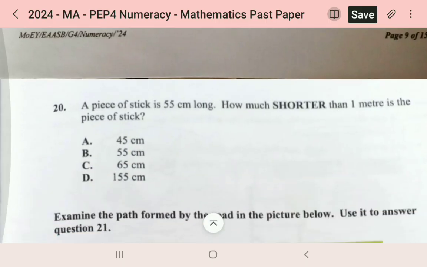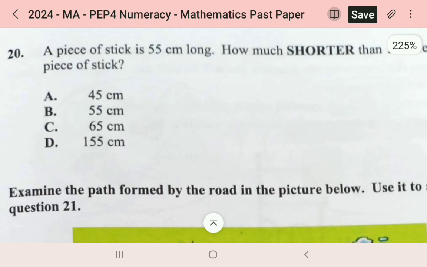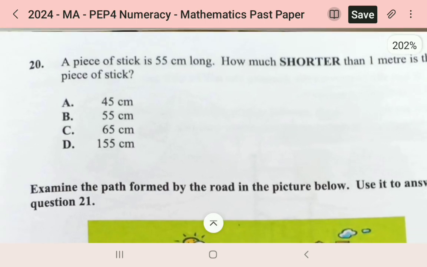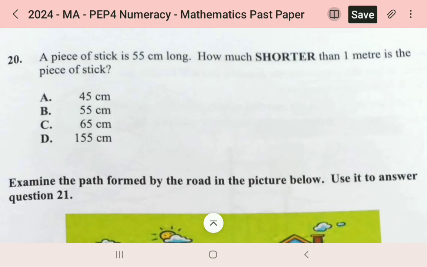Number 20. A piece of stick is 55 centimeters long. This one was on the 2023 paper as well. I remember very well. A piece of stick is 55 centimeters long. How much shorter than 1 meter is the piece of stick? Sometimes I wonder why they have repeat items. Is it that the previous year most students got that one incorrect, so they repeat the item to see what this set will do?